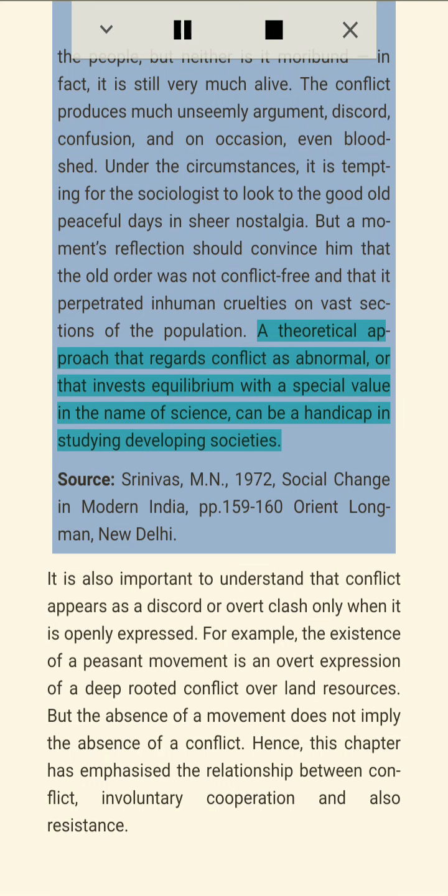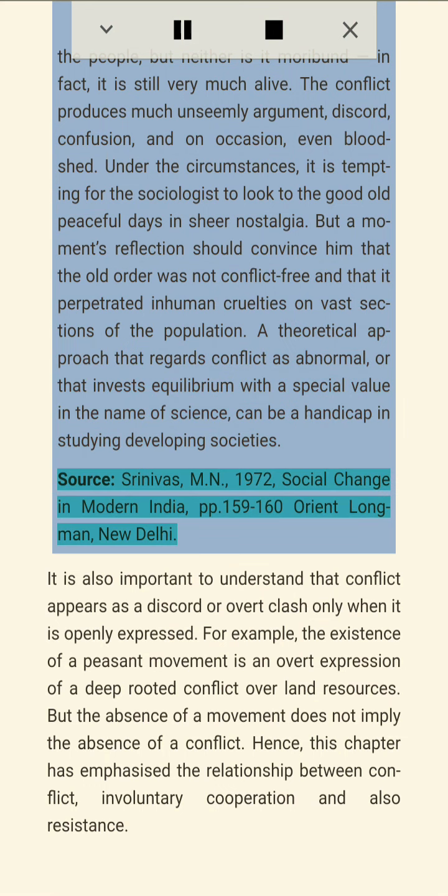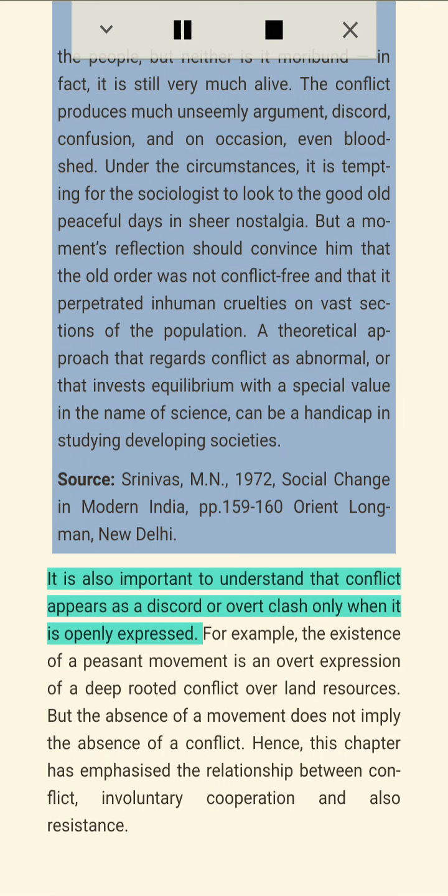A theoretical approach that regards conflict as abnormal, or that invests equilibrium with a special value in the name of science, can be a handicap in studying developing societies. Source: Srinivas, M.N., 1972, Social Change in Modern India, pp. 159-160, Orient Longman, New Delhi.